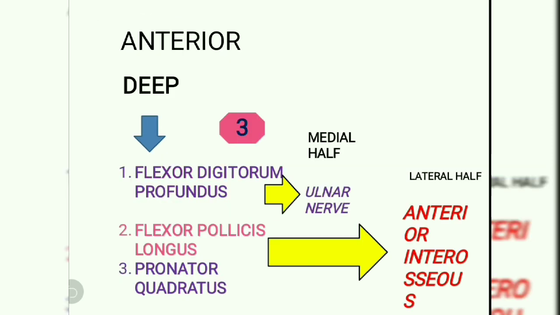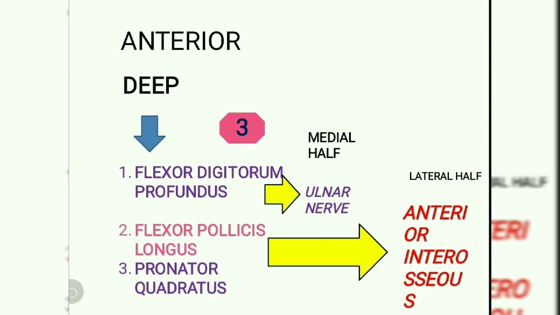Next, the deep muscles of the anterior compartment. The deep muscles of the anterior compartment of the forearm are mainly three: flexor digitorum profundus, flexor pollicis longus, and pronator quadratus. Now out of these 3, the first, flexor digitorum profundus, is supplied by 2 nerves. That is, the medial half of the FDP is supplied by the ulnar nerve, and the lateral half is supplied by the anterior interosseous nerve.